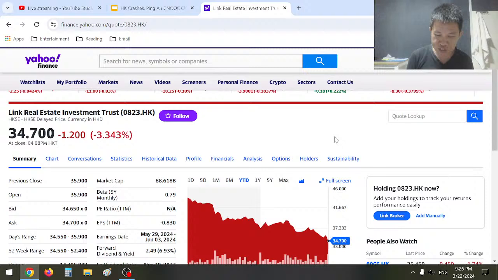Protect you. Alvin C, you bought Link REIT, JD, and Ping An. Wow, good. Today is a very good day to buy. I expect Monday to rebound. Because why? Because Meituan, the results are strong. It proves that consumer spending is still strong. So e-commerce will rebound.